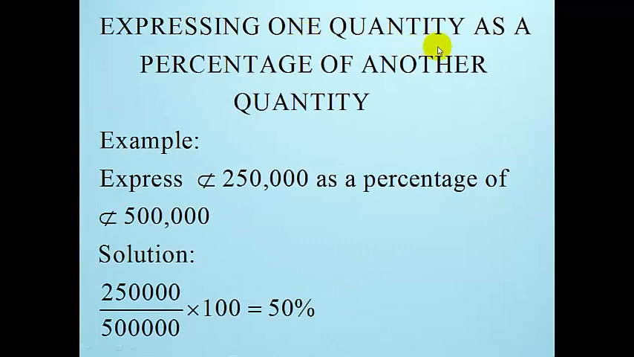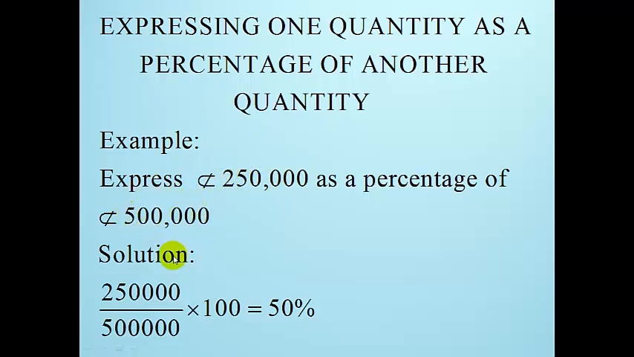Expressing one quantity as a percentage of another quantity. Now let's take a look at this example. Express 250,000 cedis as a percentage of 500,000 cedis. So from the question, we are expressing 250,000 cedis as a percentage of 500,000 cedis.